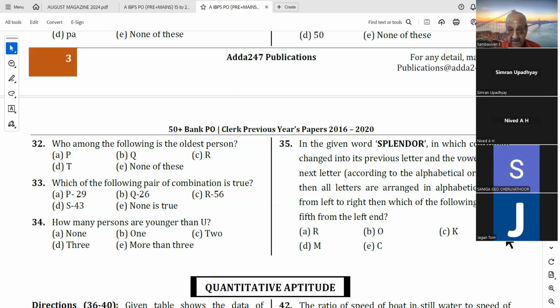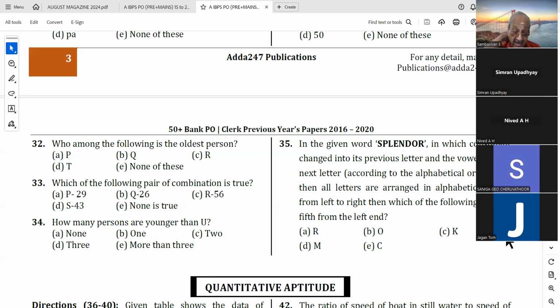What is the next step? F. N means before N, it is M. D means before D, it is C. O means vowel. A, E, I, O, A, B, C, D, E, F, G, H, I, J, K, L, M, N, O, P. So it should be P. After O, it should be the next letter. You are right, P. Then R, before R, what will come? P, Q, or S. So Q will come.